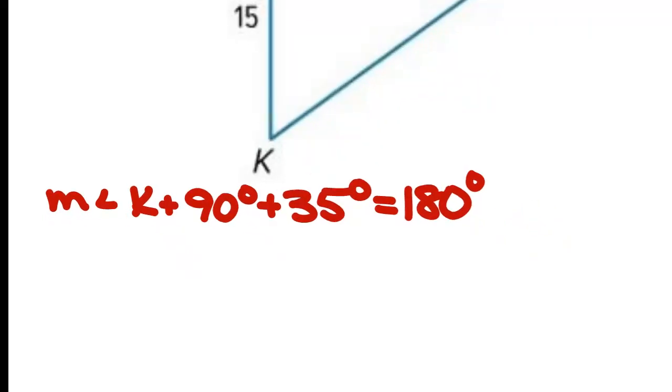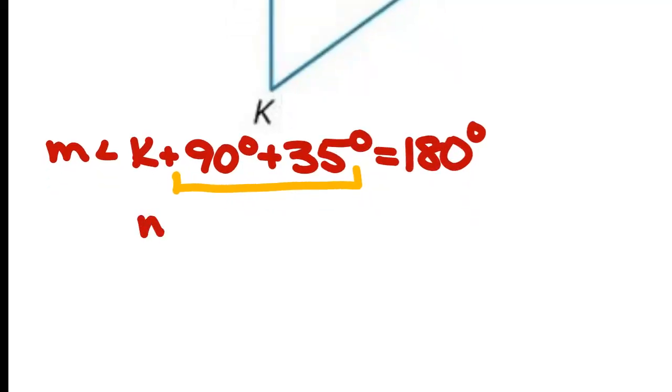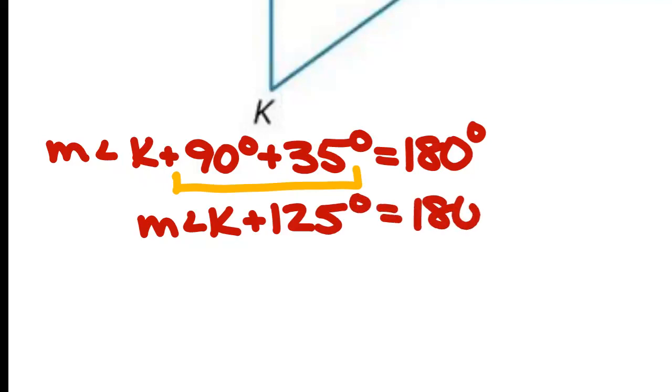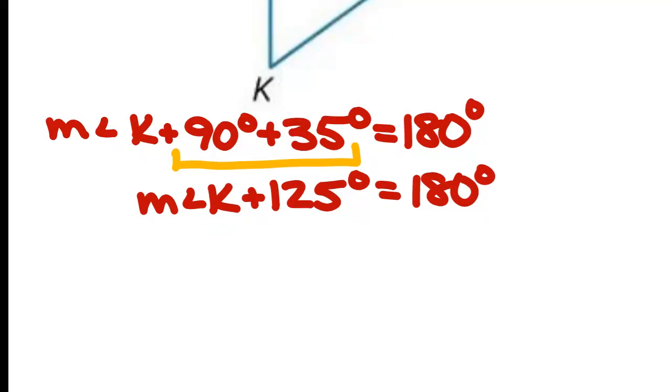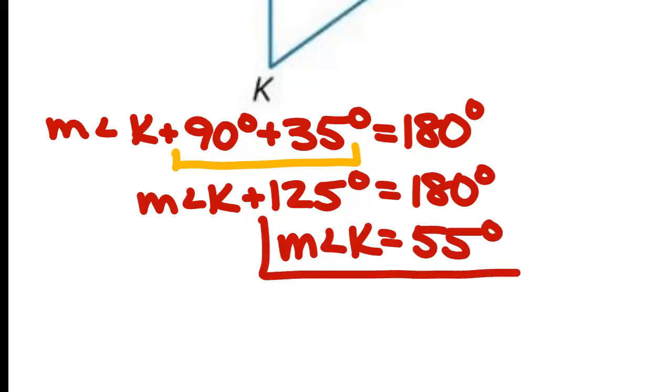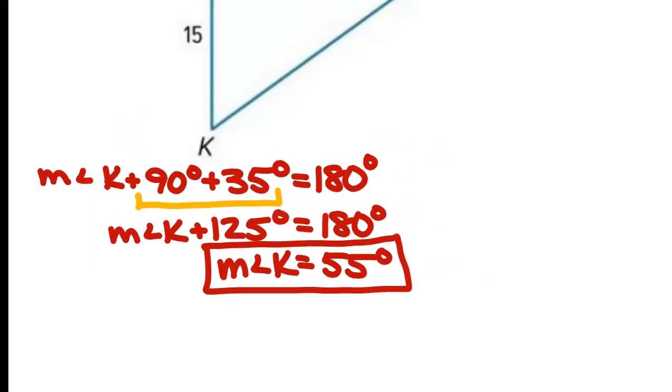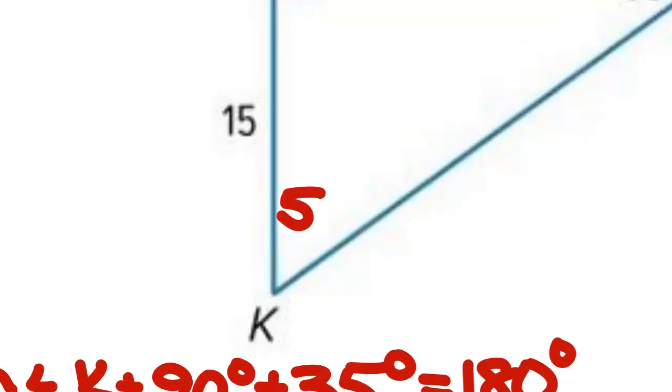So when I add the 90 and the 35 together, I get 125. The measurement of angle K plus 125 degrees equals 180. And then I minus it from 180, and you get what for angle K? 55 degrees. So there's the first piece.